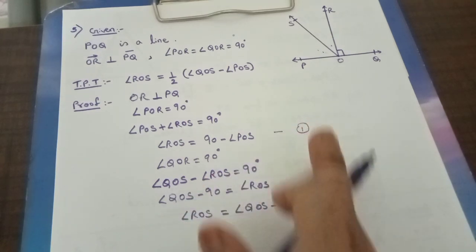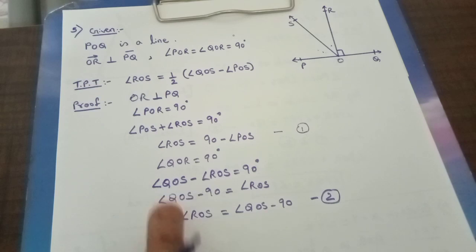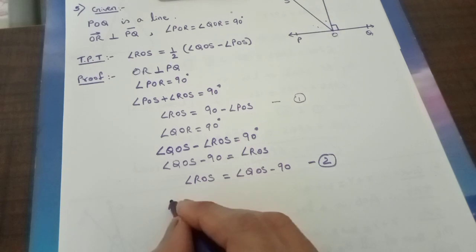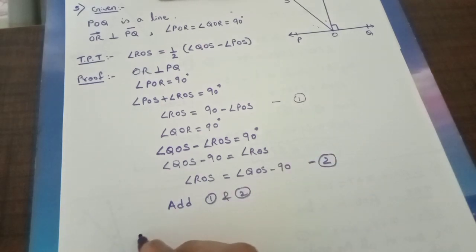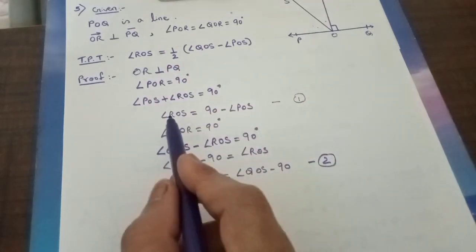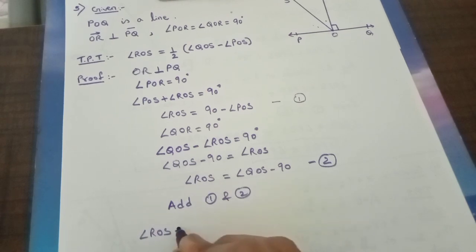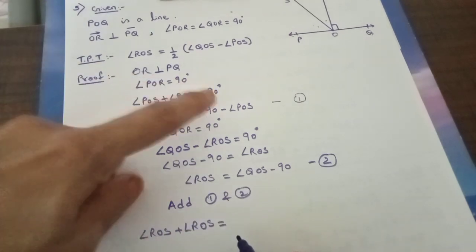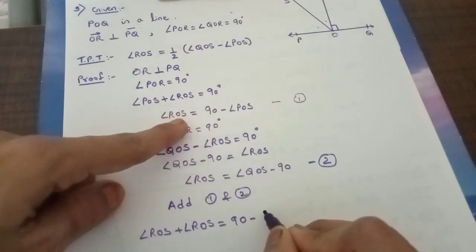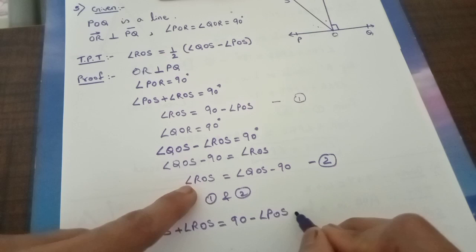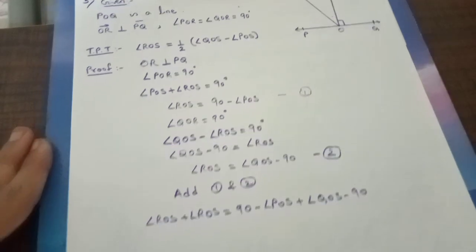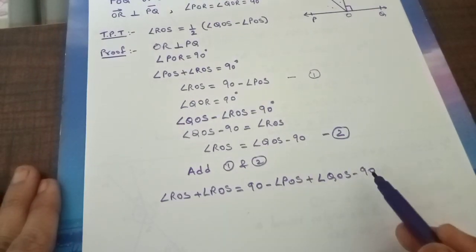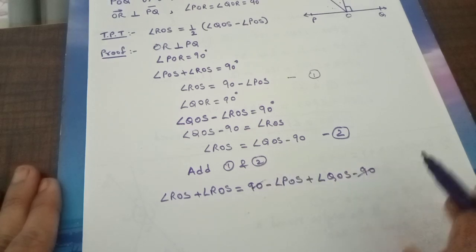Now you have to add 1 and 2, because this side we need it ROS only. So here also ROS is there, here also ROS is there. So we'll add 1 and 2. So from 1 and 2, what you are getting? Angle ROS plus angle ROS is equal to, we'll write here, 90 minus angle POS plus angle QOS minus 90 degrees. Now in this equation we have plus 90 and minus 90. So we'll just cut it off.